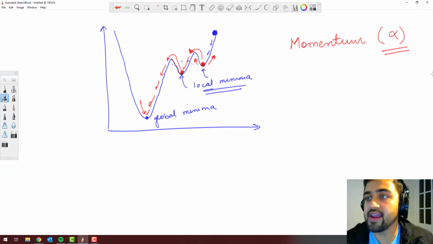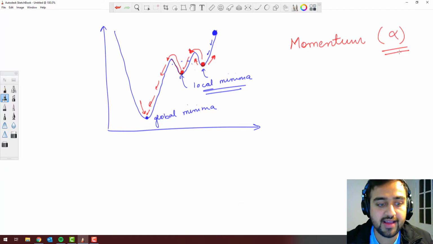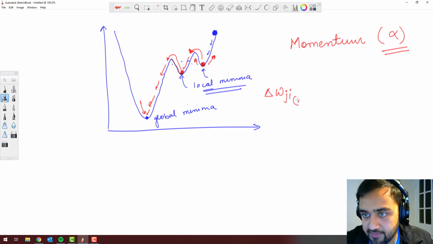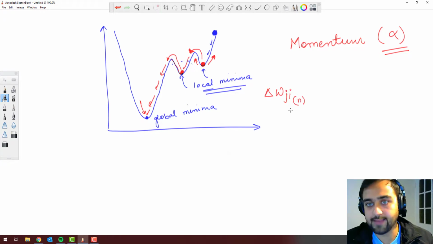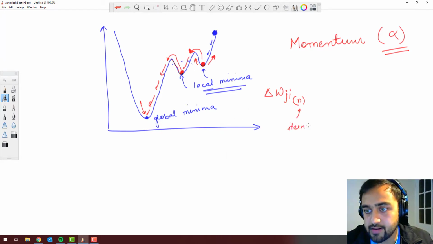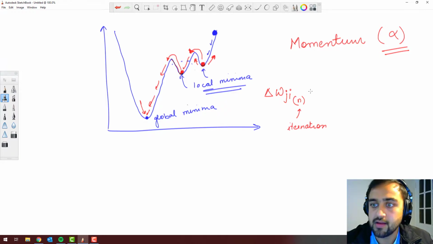Now, how do we incorporate this alpha? This alpha is incorporated when we calculate delta wji. Let's say we are in the nth time step, or we're talking about the nth example, or we're going into the nth iteration for our training, right? So if you're going in the nth iteration, this is the iteration number, we calculate delta wji as eta delta j xji.